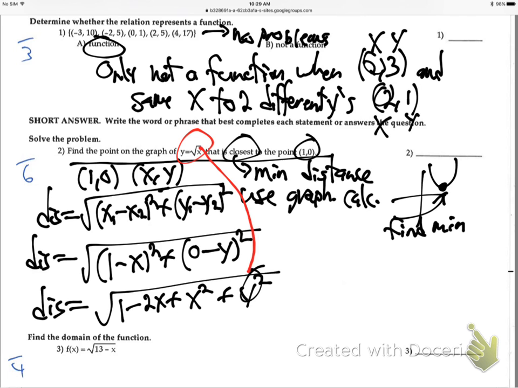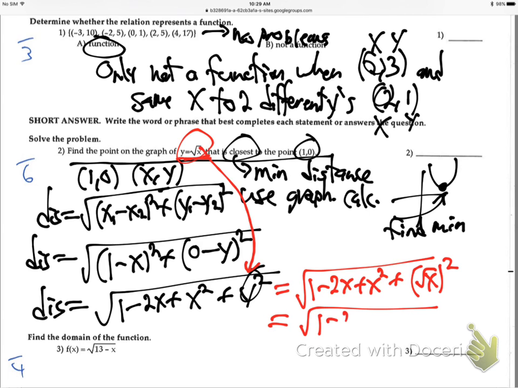Substitute right there, plug it in. Plug in y is the root of x. So I've got 1 minus 2x plus x squared plus root of x squared, because y is the root of x. And that's 1 minus 2x plus x squared plus x. Then combine like terms: minus 2x plus x is minus x.